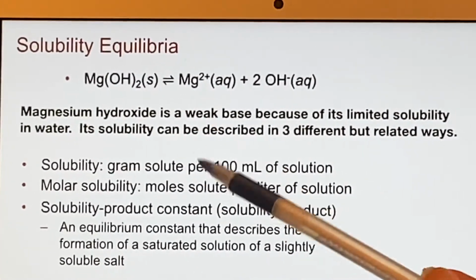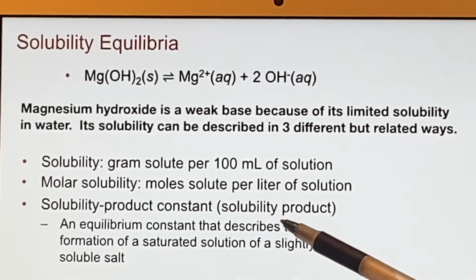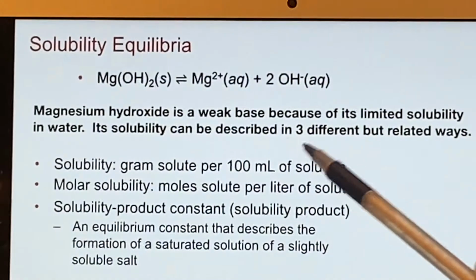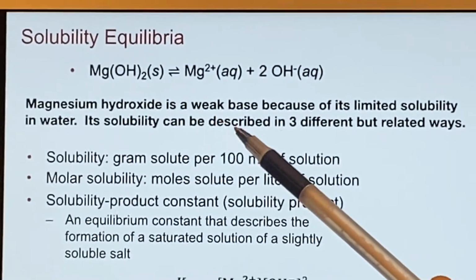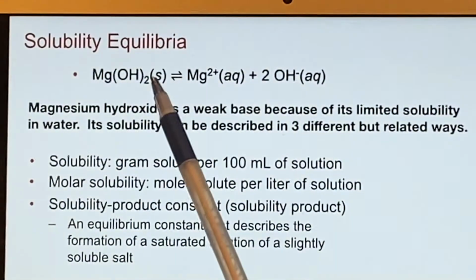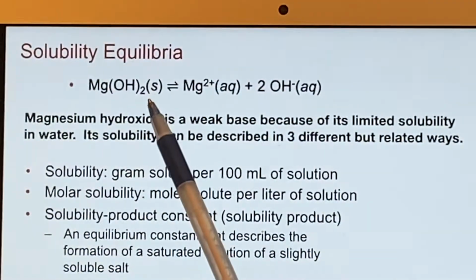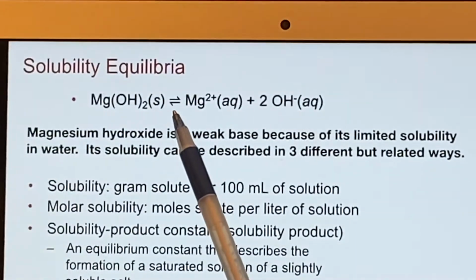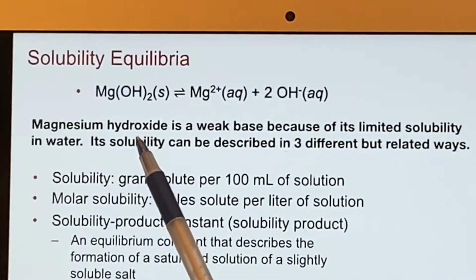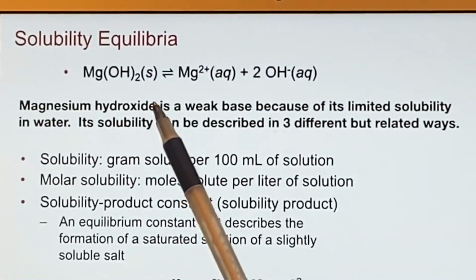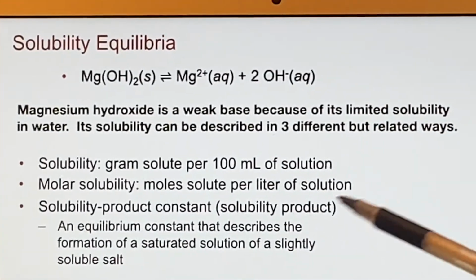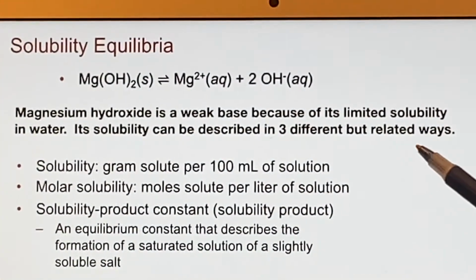We know that if I'm putting sugar in my iced tea, only so much will dissolve. The same is true of salt, even though it's more soluble than sugar. So if we have a salt that should dissolve, it's going to go into an equilibrium. Magnesium hydroxide is one of the weak bases, and we can describe its solubility in different ways, depending on what sort of job we're trying to do with it.